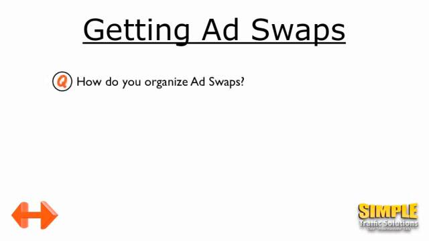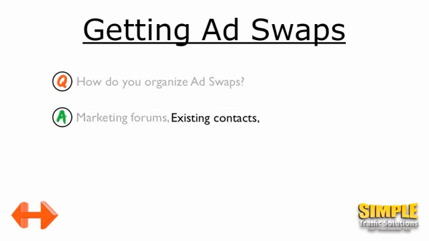So how do you organize an ad swap? Well, the best thing to do is go to marketing forums, places such as the Warrior Forum. You could check out your existing contacts. Is there anyone in your existing contacts who maybe would be interested in doing an ad swap? There's also Facebook groups out there. There's lots and lots of JV Facebook groups and ad swap related Facebook groups. Just look for those sort of places and that's where you can find ad swaps.